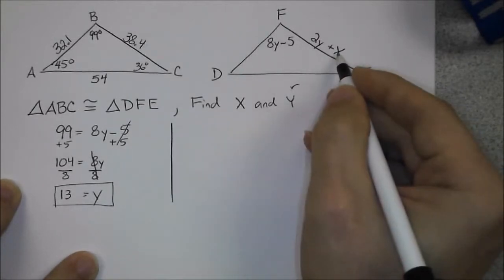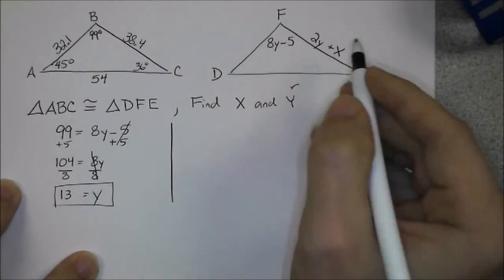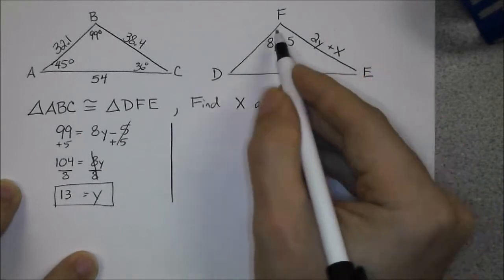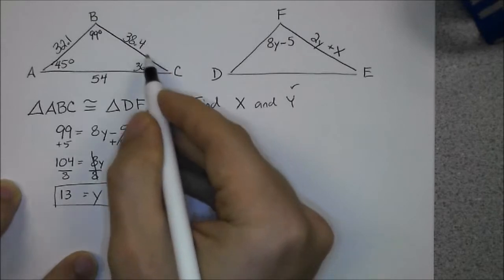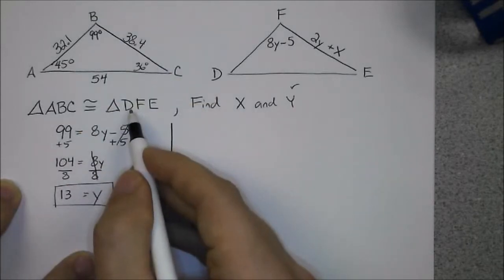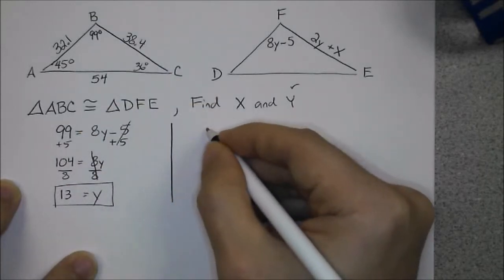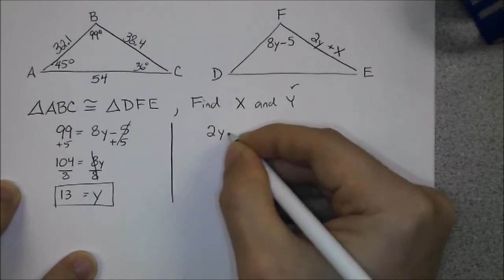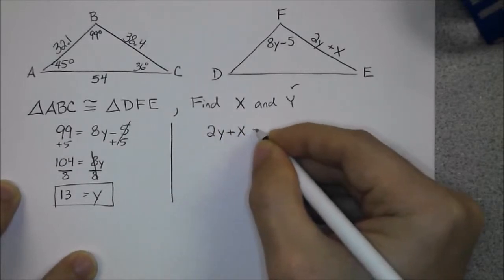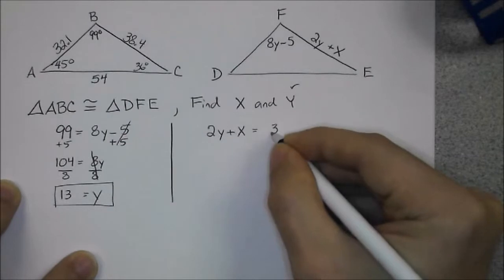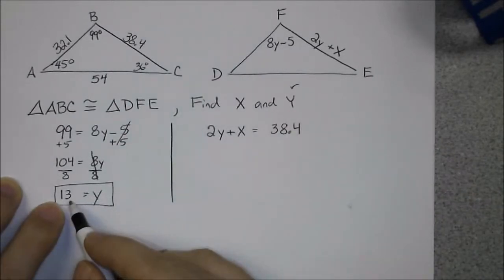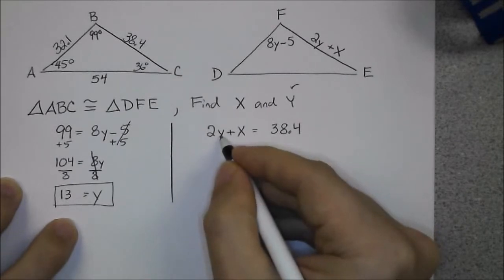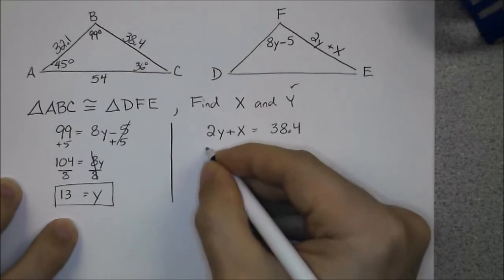Next, I need to find out what x equals. So I've got a couple things going on. First of all, I know that this side, FE, is equal to the side length for BC, 38.4, because of my congruence statement. So I'm going to go ahead and set that up. I've got 2y plus x, and that's going to equal 38.4. I also know what y is. We just figured it out. Y is 13. So I'm going to rewrite this, and I'm going to substitute 13 in for y.